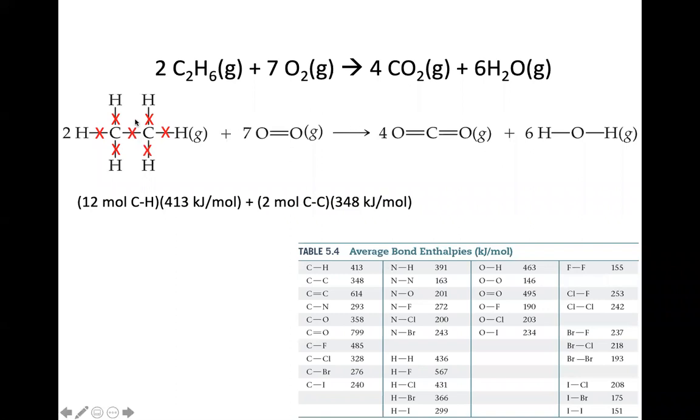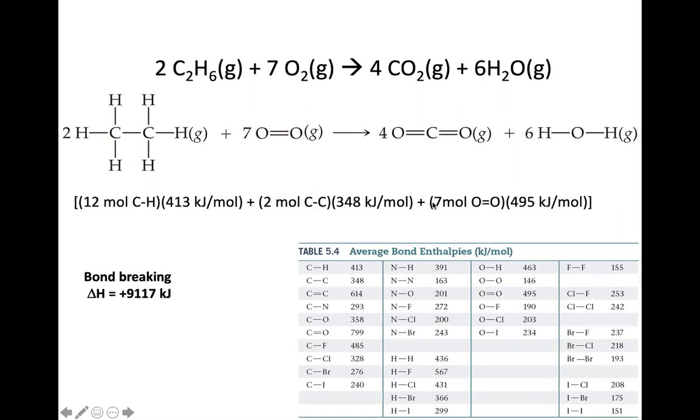I'm going to break this bond within this between the carbons. I look up a carbon-carbon bond, and I see that I have 2 moles of that, again, accounting for the coefficient. If you follow with me, how about within the O2? Within the O2, I got a value of 495 and a coefficient of 7. This would be all of the energy that it takes to break apart all of the bonds. All of the bond breaking has this very endothermic value.